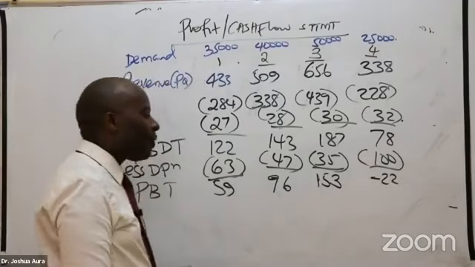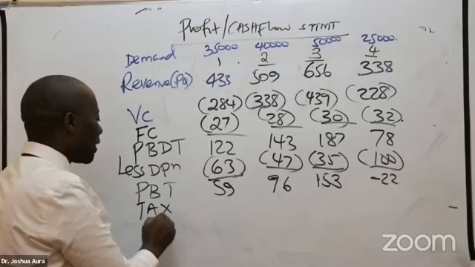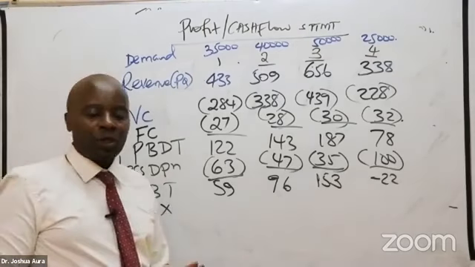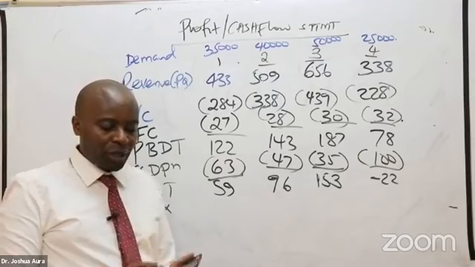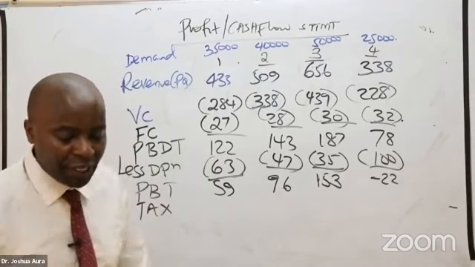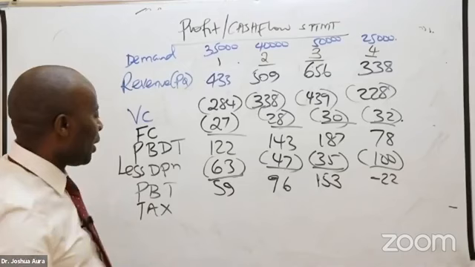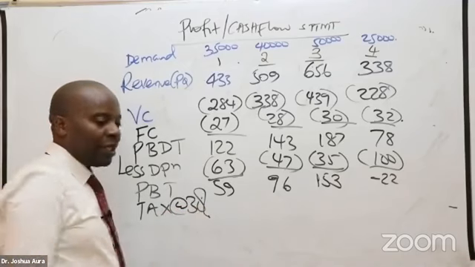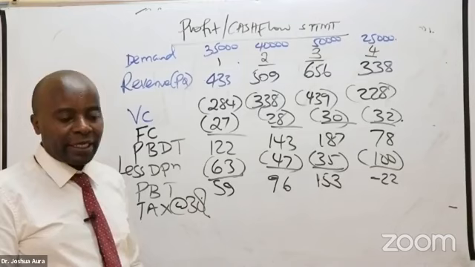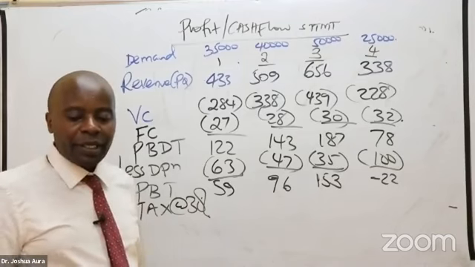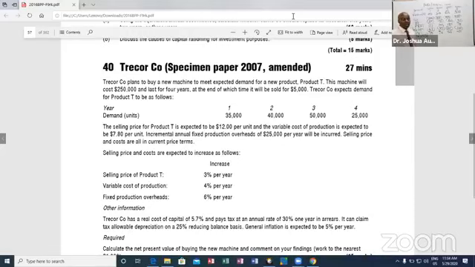Now, ladies and gentlemen, from there, please go ahead and compute your taxation. Remember the rate of tax which has been given. If you could show them the question, the rate of tax given there is 30%. So please give us the tax amounts which you shall be paying.